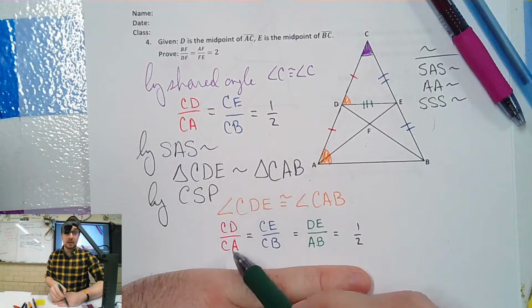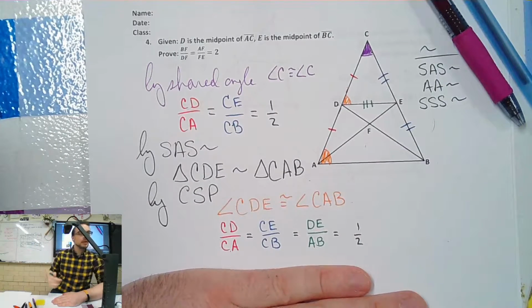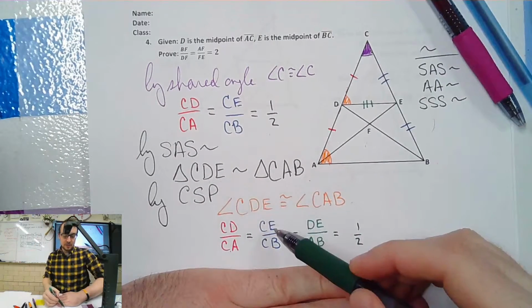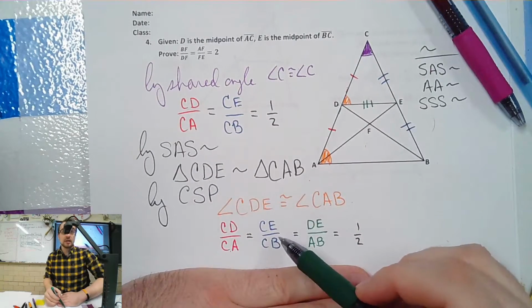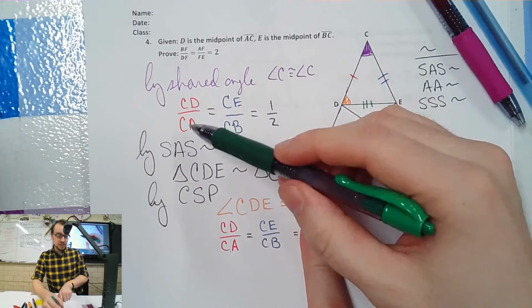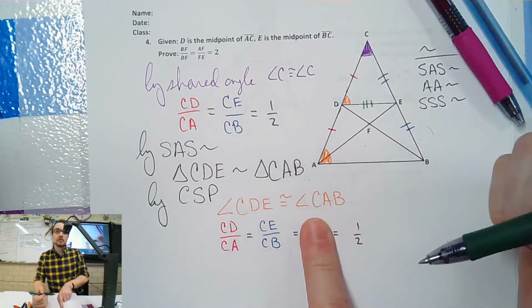CD should go with CA. Not congruent, but proportional, meaning they relate to each other, right? We show that by division. And DE and AB should go together. And CE and CB should go together. Now, I said earlier that CD and CA and CE and CB relate by half, right?